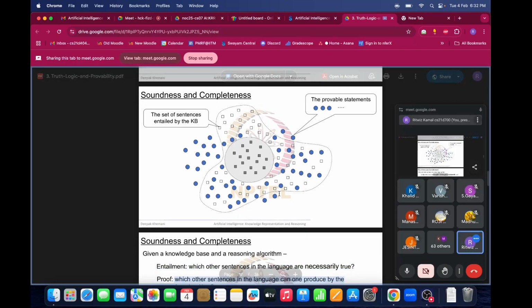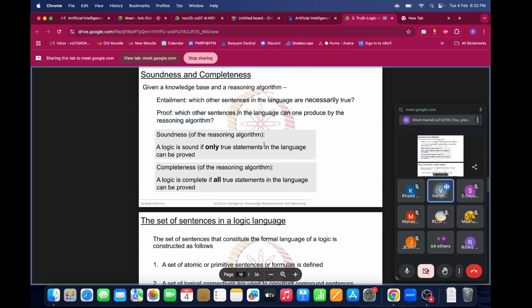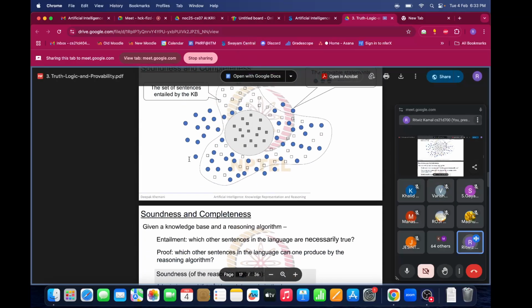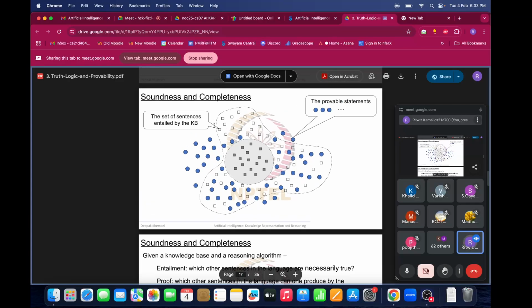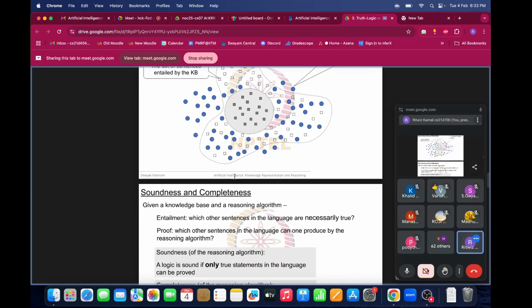Okay, and Sir, is it vice versa also? No, every provable sentence may not necessarily always be true, right? That is what differentiates the entailed sentences from the provable statements. So these few are outside the boundary of the entailed statements because they may not always be true, but an entailed sentence will always be true.